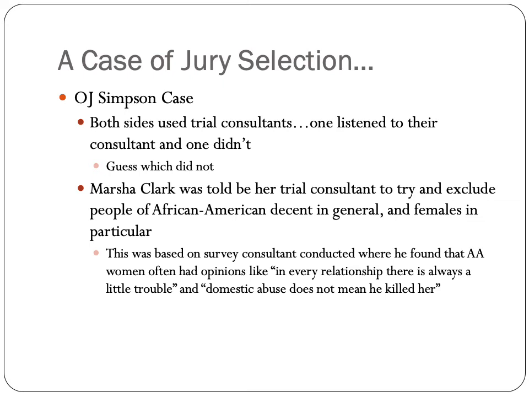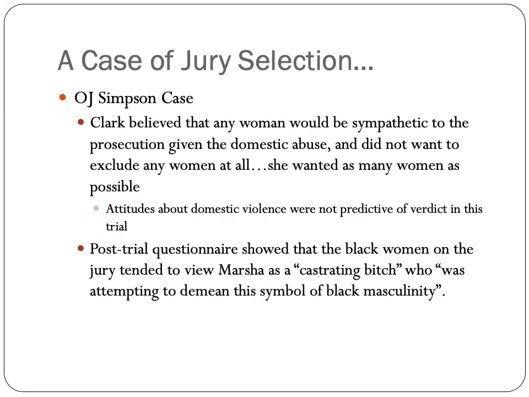Marcia Clark was told by her trial consultant to try and exclude people of African American descent in general, which technically is illegal, but to come up with reasons to do it, and especially female African American jurors. This was based on a survey the consultant conducted where he found that African American women often have opinions like, in every relationship there's a little trouble, and domestic abuse doesn't mean he killed her, right? And so the prosecutor, Marcia Clark, was told, get rid of all the black people you can, specifically black females. Well, Clark thought her consultant was full of it and believed that any woman would be sympathetic to the prosecution given the domestic abuse and didn't want to exclude any women at all. She actually wanted as many women as possible on the jury.